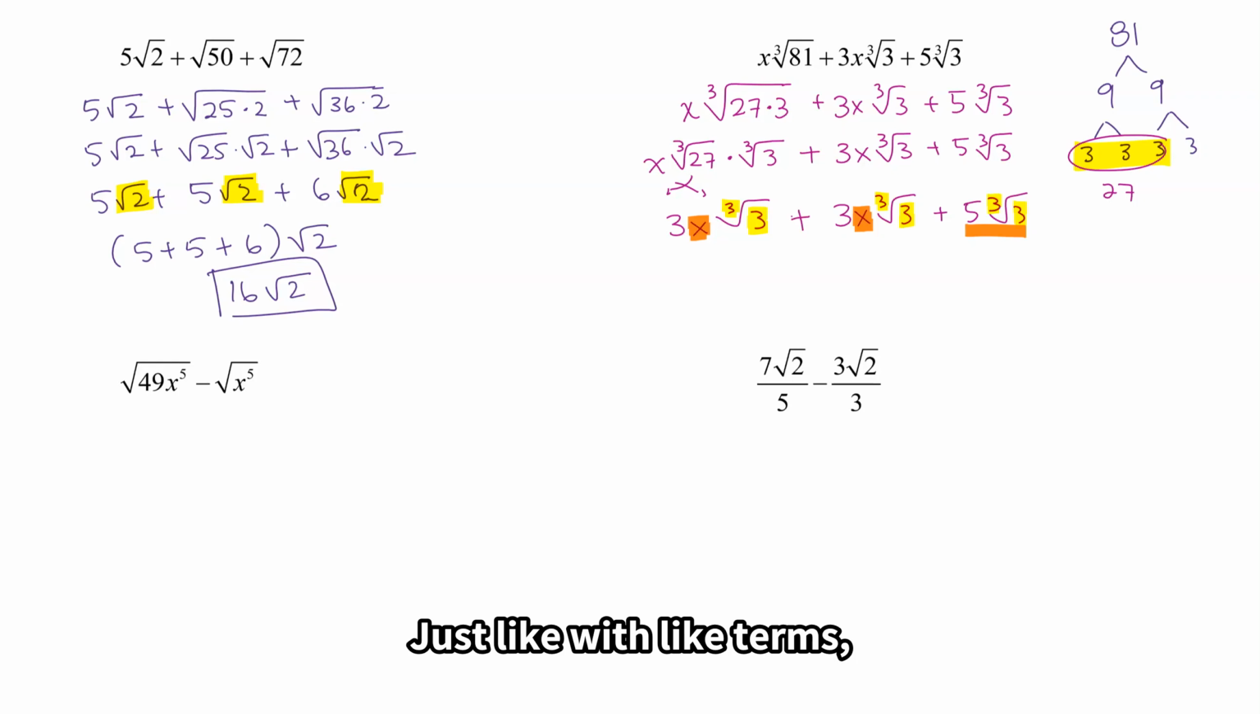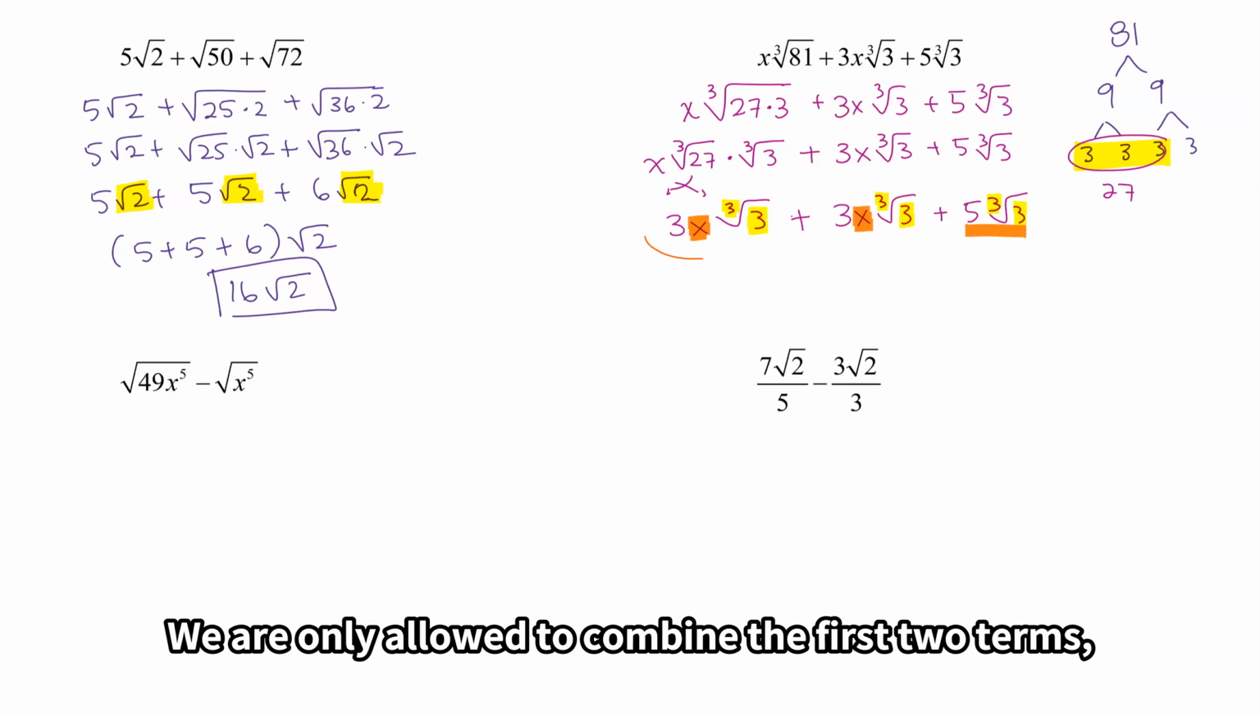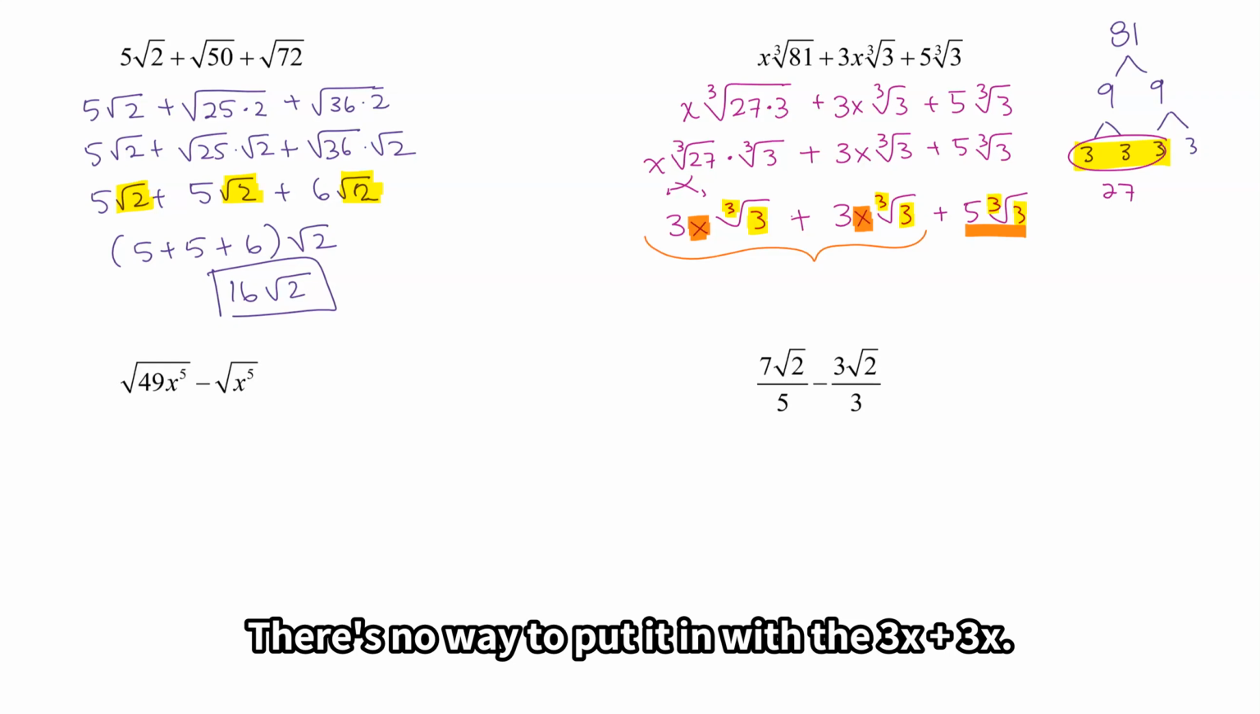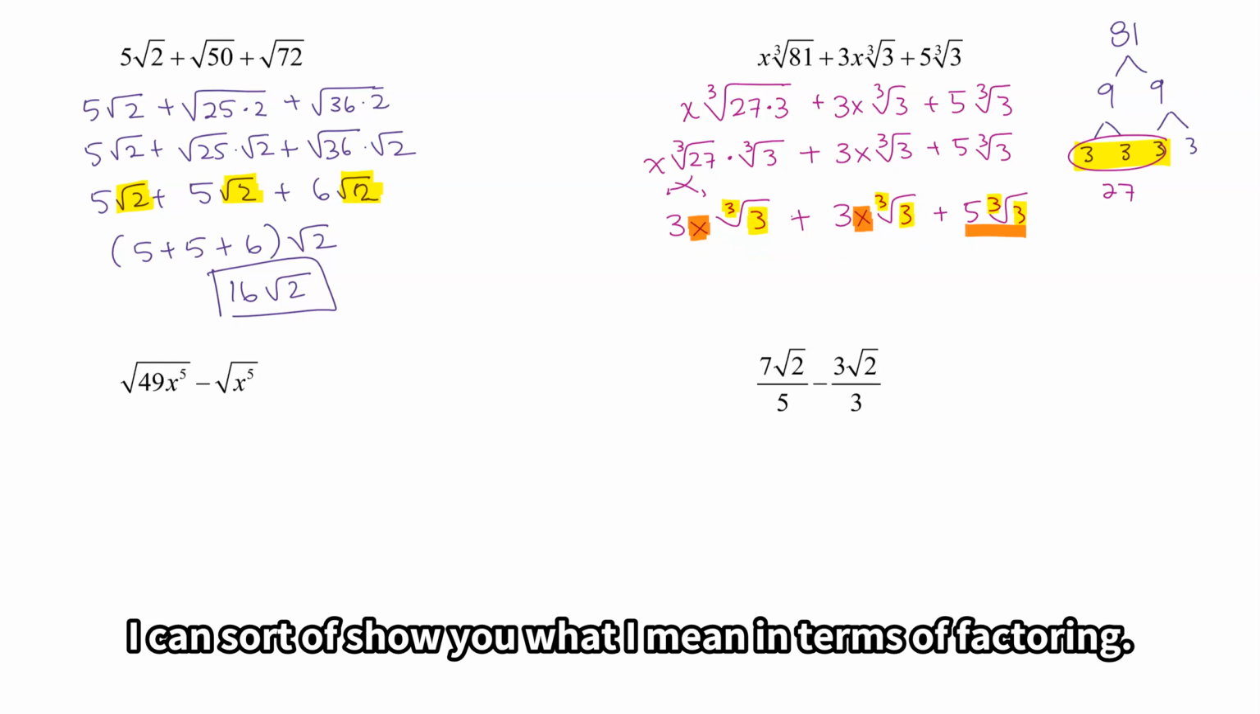Just like with like terms, we have this x showing up. We are only allowed to combine the first two terms, because the last term does not have an x. There's no way to put it in with the 3x plus 3x. I can sort of show you what I mean in terms of factoring.